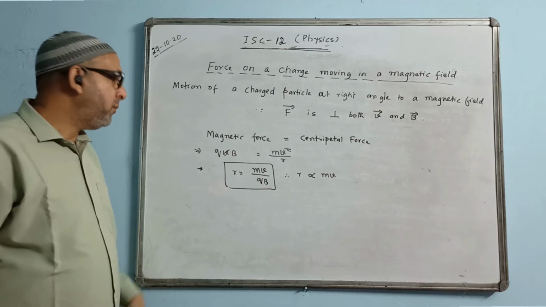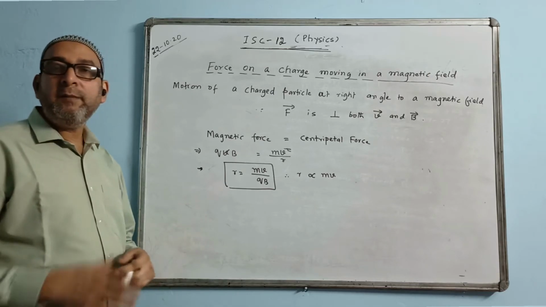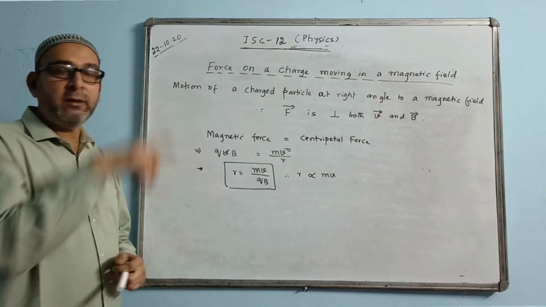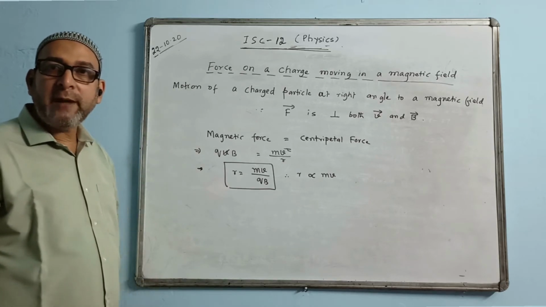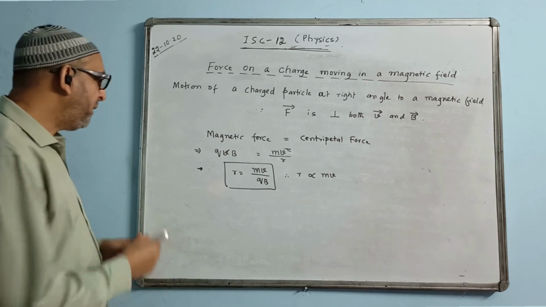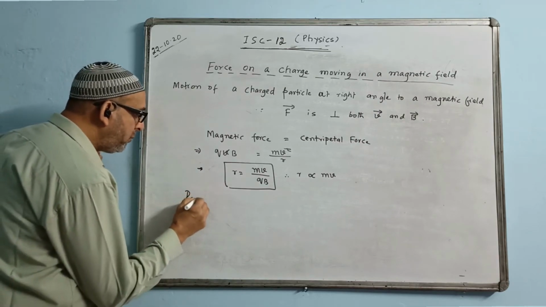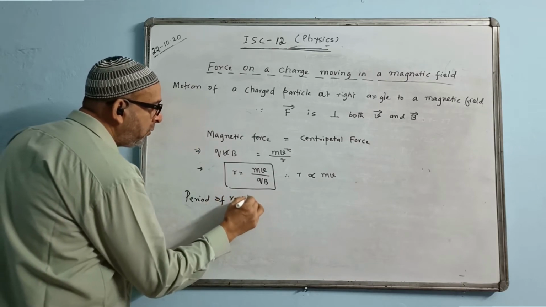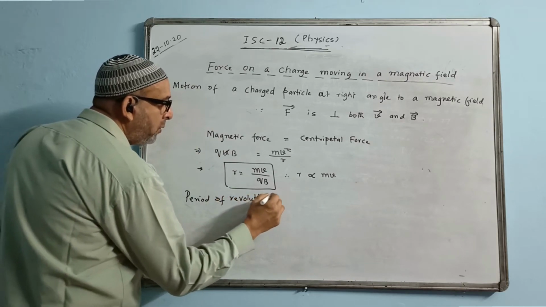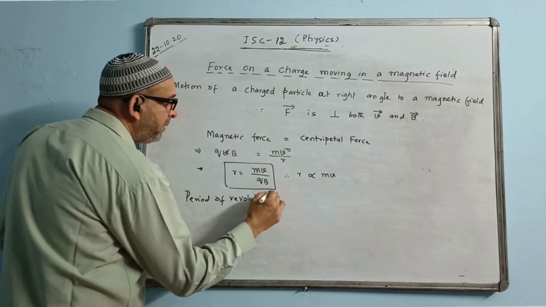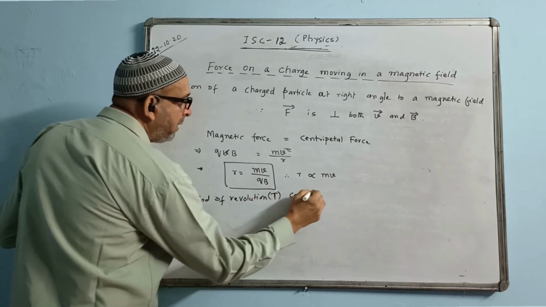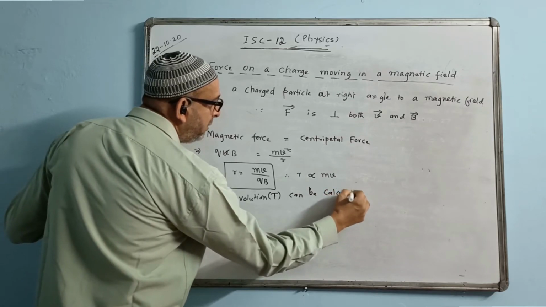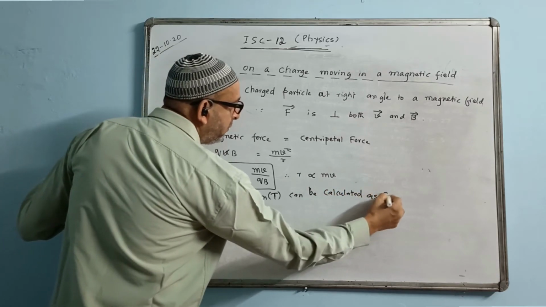Now we will be finding the period of revolution of the charged particle in a circle. Which time period are we finding? The period of revolution, denoted by T, can be calculated as follows.